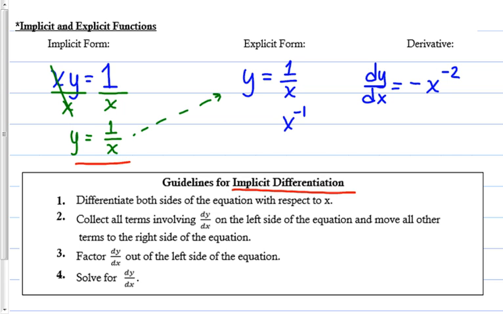Step 2, collect all the terms involving dy dx on the left side of the equation and move all the other terms to the right side of the equation. Step 3, you're going to factor the dy dx's out of the left side of the equation. And then, depending on what the equation looks like, step 4, you're going to solve for dy dx. Usually involves division somehow, most of the time.